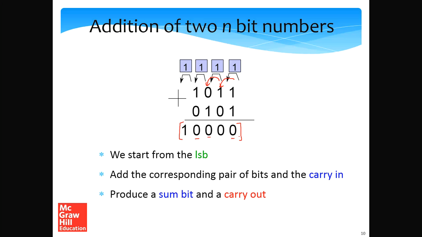So what do we do? We start from the least significant position, the LSB. Then we add the corresponding pair of bits and the carry in, and we produce a sum and the carry out. So the carry out at the ith position is the carry in for the (i+1)th position.